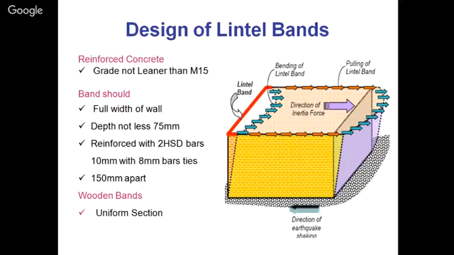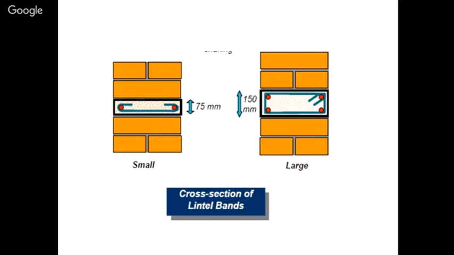Reinforced with 2 HYSD bars, 10 mm, with 8 mm bar ties, and preferably 150 mm apart. Wooden bands, uniform section. Again, uniform section is required if you are providing wooden bands. So this is the configuration of how we provide the bands in our masonry walls.